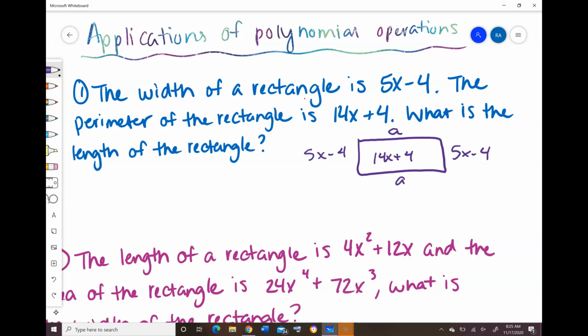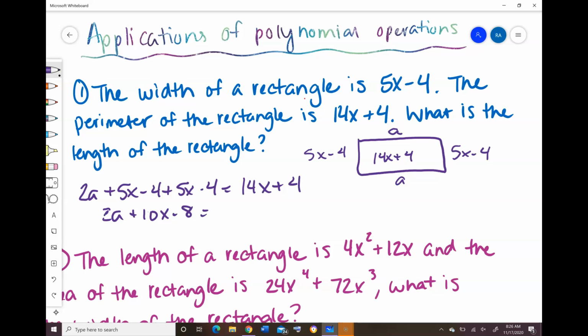If perimeter is where I add up everything, can't I just add up all these expressions? So I'm going to say A plus A, that's 2A. And then I'm going to say 5x minus 4 plus 5x minus 4, and that equals the perimeter. I can still combine some like terms over here, and I've got 2a plus 10x minus 8 equals 14x plus 4.